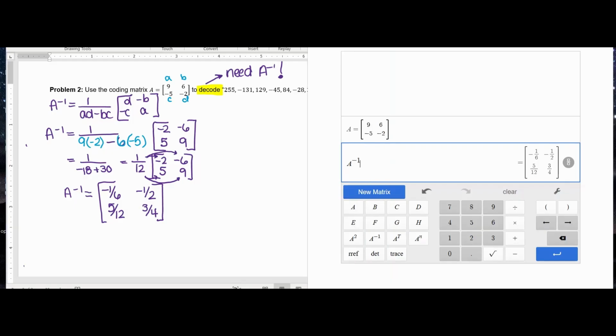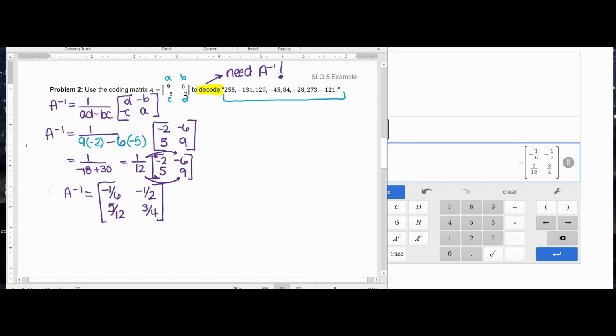Our message matrices, there are 8 of these numbers. Typically, we would split this starting in the top left and dropping down: negative 131, then 129, negative 45. We've been working a lot with 2 by 2, so that would be our first matrix. And our second matrix would start in the top left with 84, negative 28, 273, and negative 121.